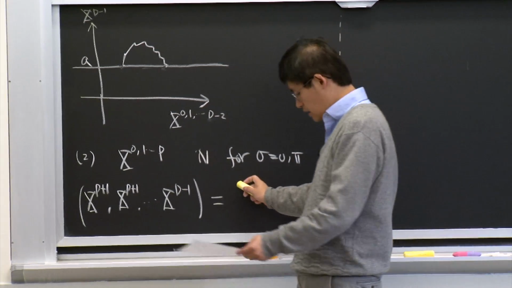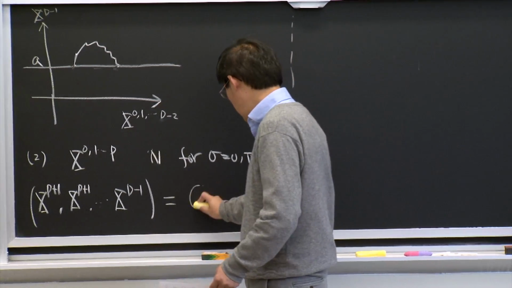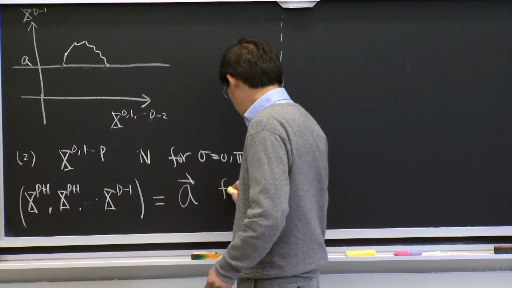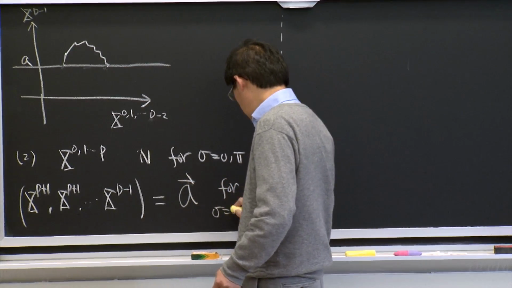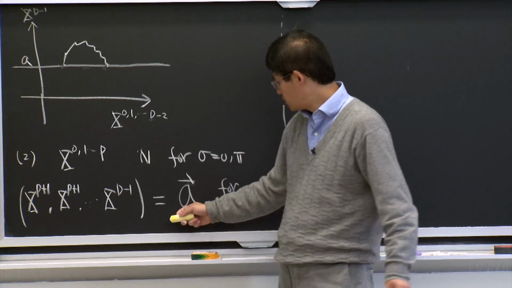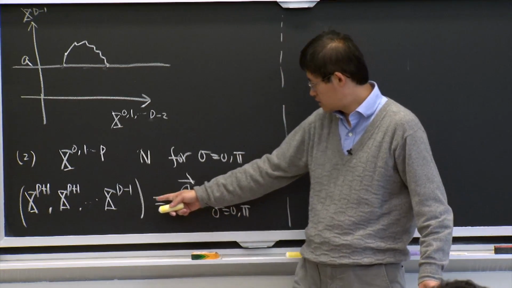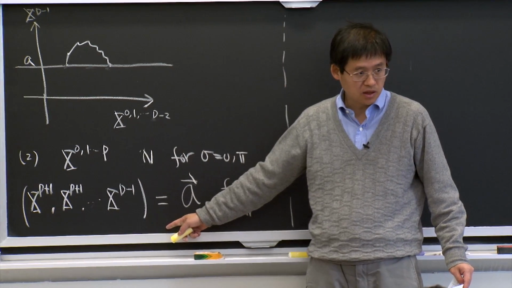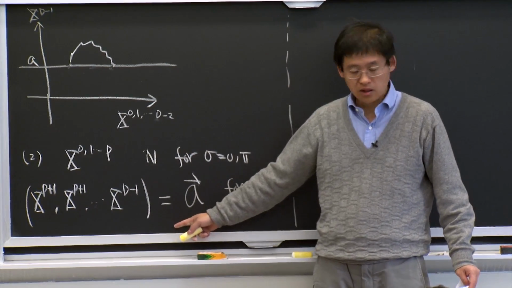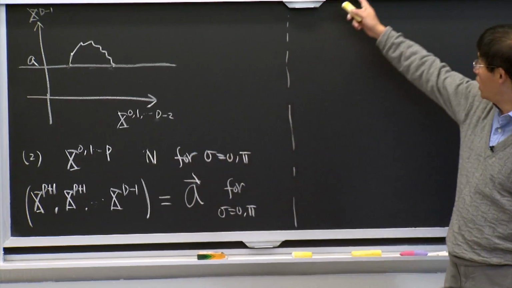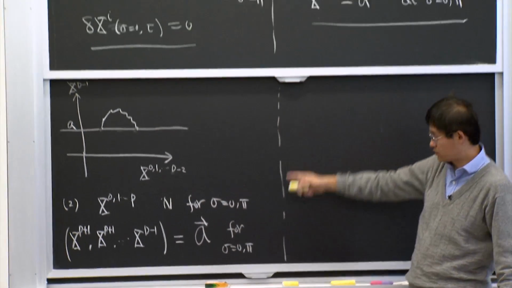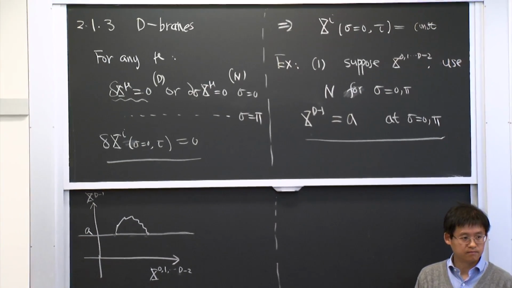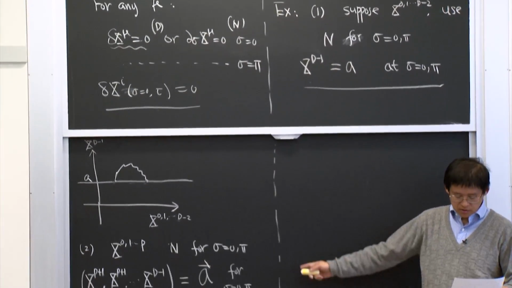And let me call this some vector A, for both sigma equal to 0 and pi. So A is just some constant vector of the same dimension as the number of these x's here, and this is just a more general way to impose this in more directions. Is this notation clear?